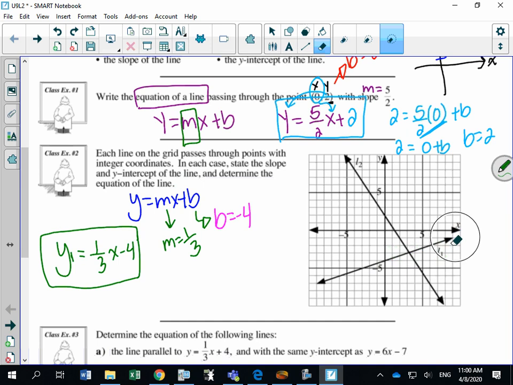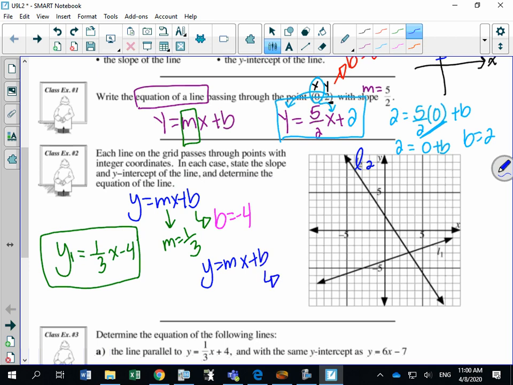If I erase it, let's do line 2, and I'll color this one blue. So here's line 2. y is equal to mx plus b. Pause the video and see if you could get what that y-intercept would be. Where does this line cut the y-axis? And it's right there.